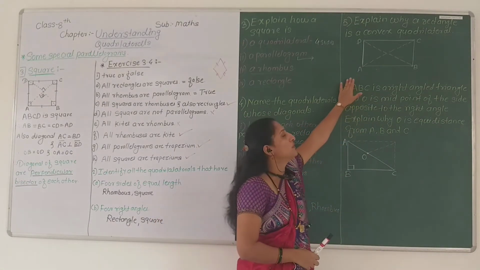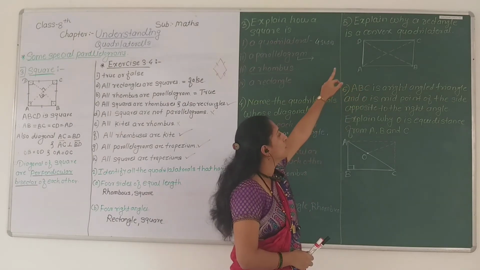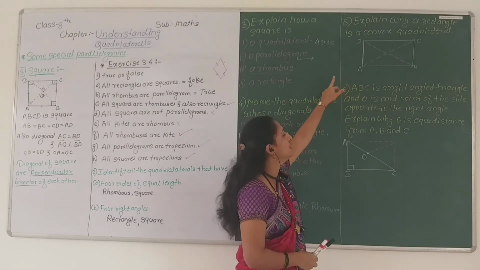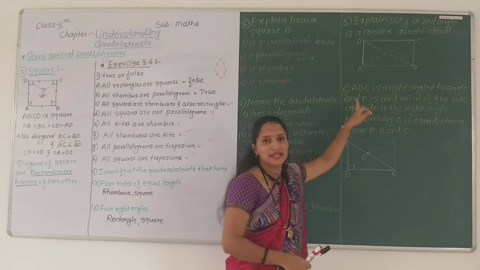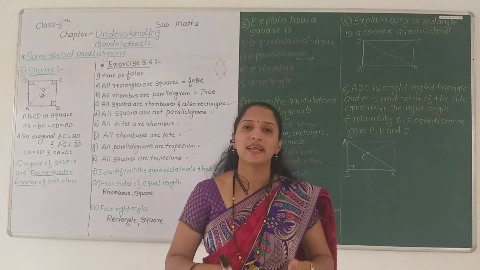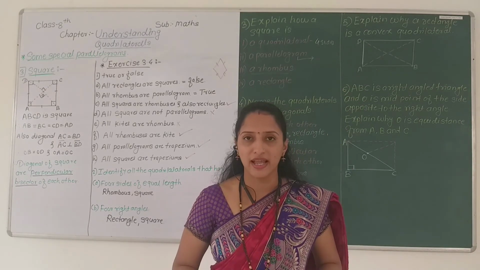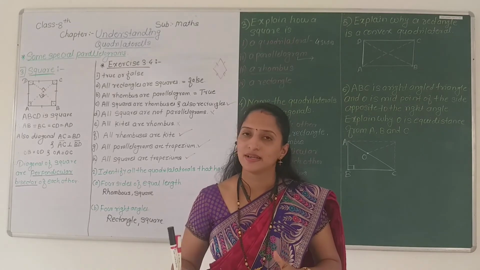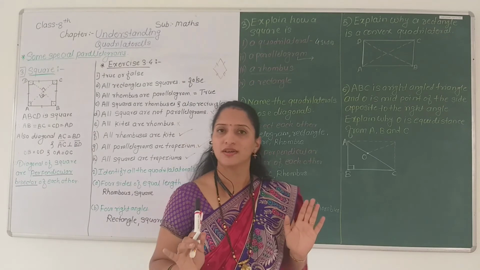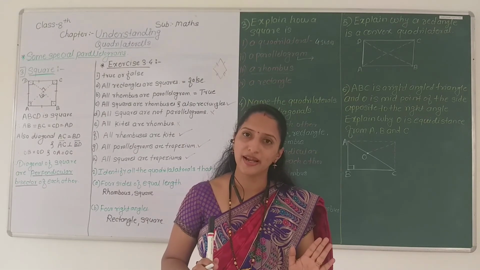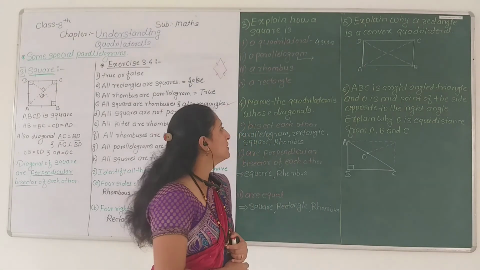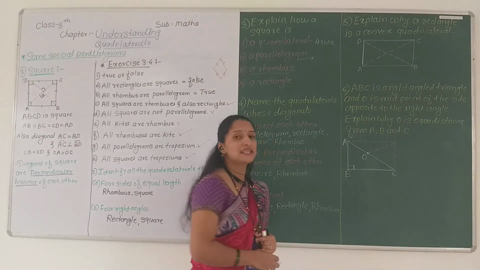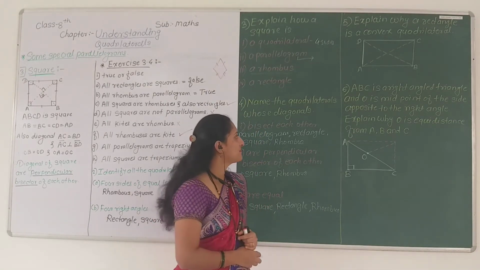So students, you have to write here: since for the figure ABCD, BD and AC are diagonals, they lie in the interior part of the rectangle, therefore rectangle is a convex quadrilateral. Okay, did you understand how to write? Yes. Now the 6th question, and it is the last question of our exercise.